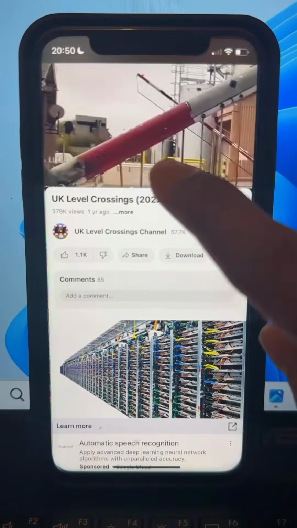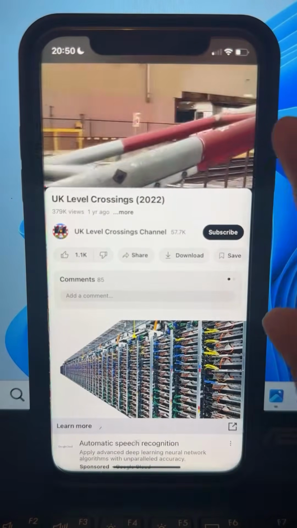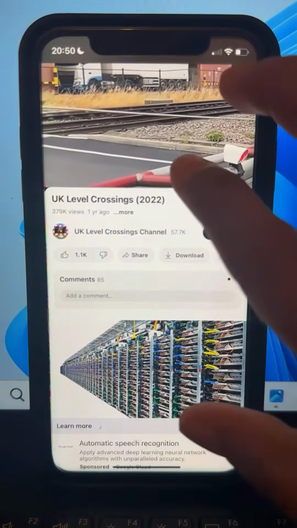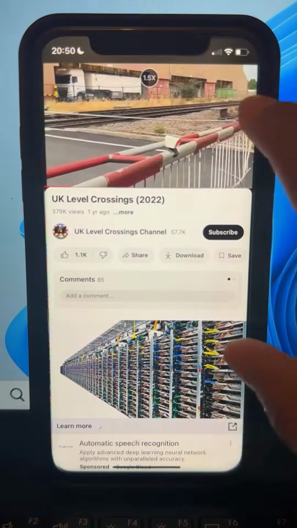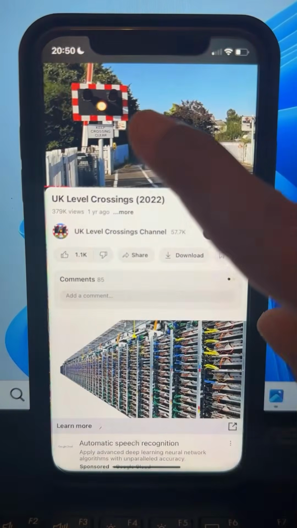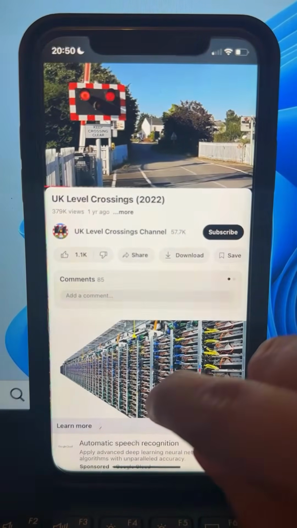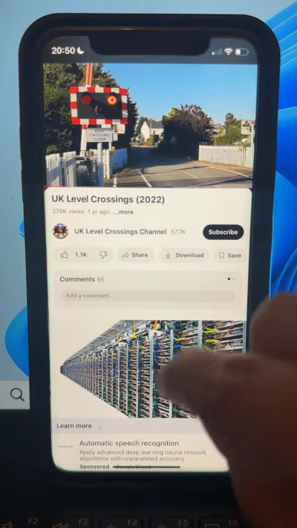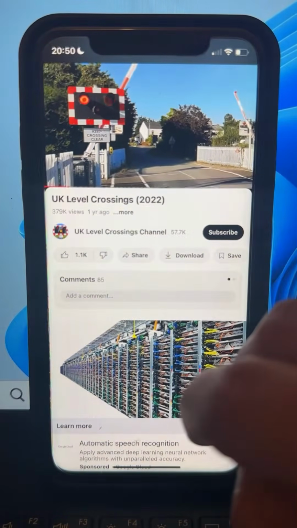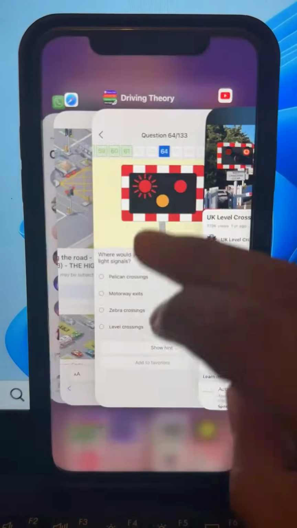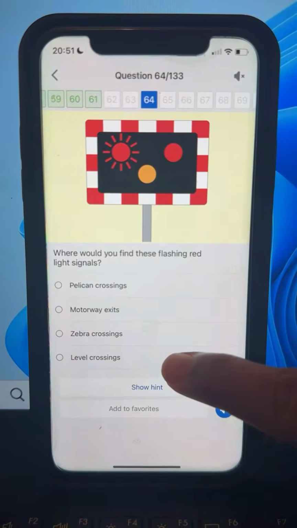Can you see this one is with a barrier? After maybe a minute, the train will be passing, and when the light is off, then you can proceed. You can hear a very loud sound as well with it. The barrier will be coming down, so you should not be going anywhere; you should be stopping. So level crossing, definitely.